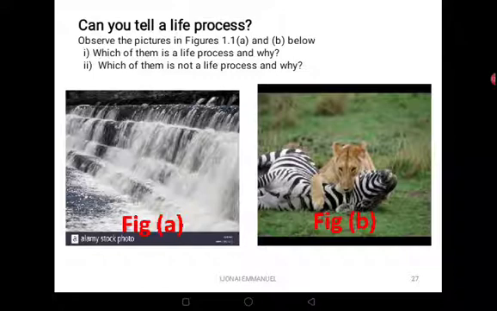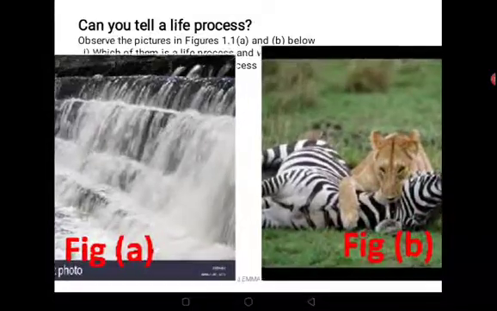Figure A and figure B. The first question is identify which of them is a life process and then give reasons why you call it a life process or why the other one is not a life process. So you respond to that and then send me your responses on my inbox. Then we continue interacting. That's assignment 1.